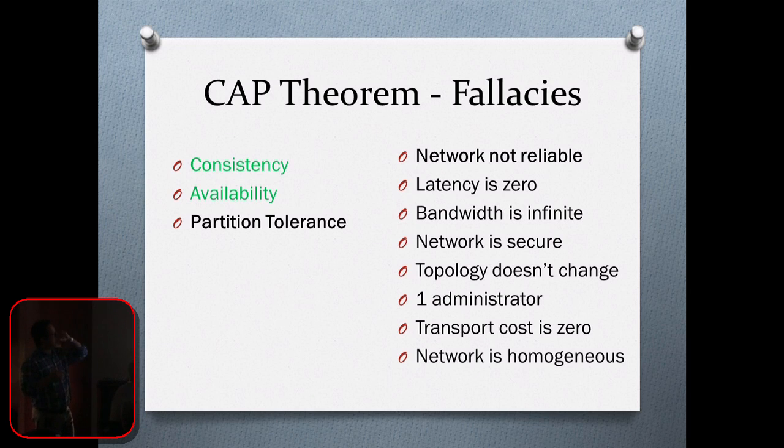Now, if we review the CAP theorem and the fallacies, on the left we have pre-CAP. On the right, we have a list of fallacies. If you look at the first one, network is not reliable. And here we say partition tolerance, which means this one is not negotiable. The partition tolerance is not negotiable when you design your distributed system, because network is not reliable. It will be down. It will be down at some point.